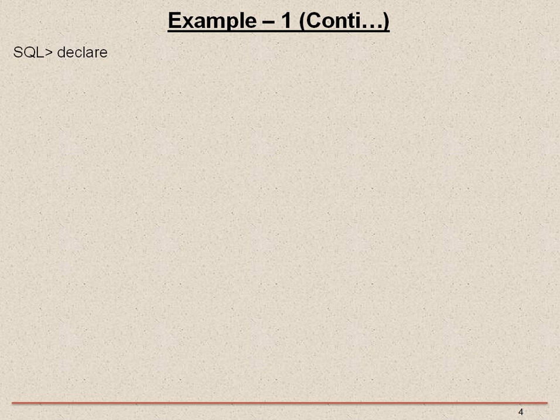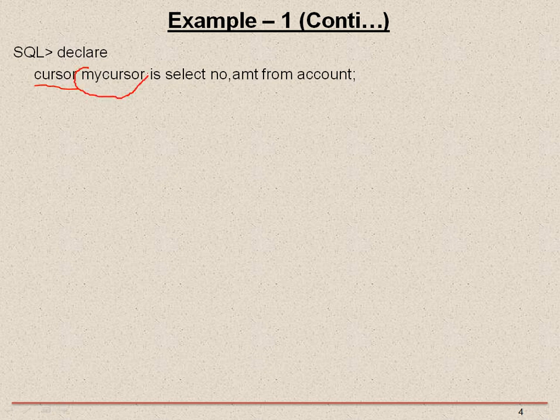First, the declaration section. Here I am creating a cursor. Cursor is a keyword. This is my cursor, and my cursor is the name of my cursor. Then select number comma amount from account. Account is the table name, and number and amount are the field names. So the cursor is declared as the cursor name, select field names from table name. That's it, this is just the declaration of the cursor.